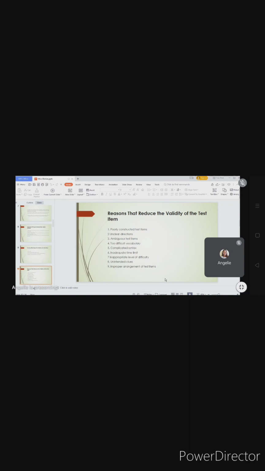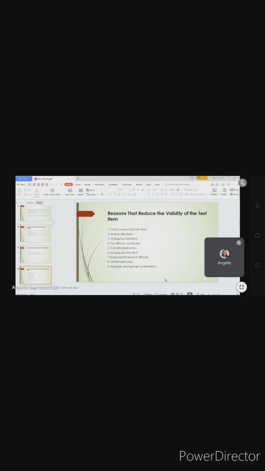First, poorly constructed test items. This type of test item was not properly constructed. Then the second is unclear directions. The direction itself is not really clear for the students to understand. Third is ambiguous test items. Fourth is too difficult vocabulary. These are words that are too difficult to understand, too far from what the students know.